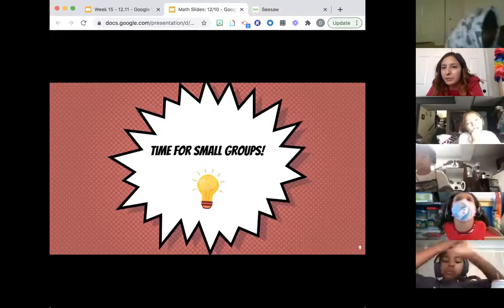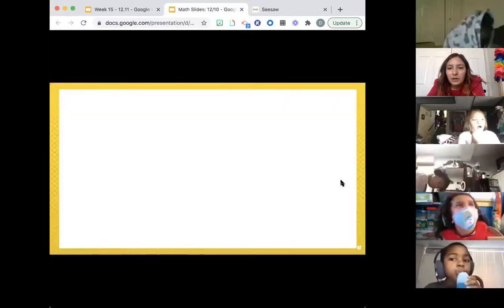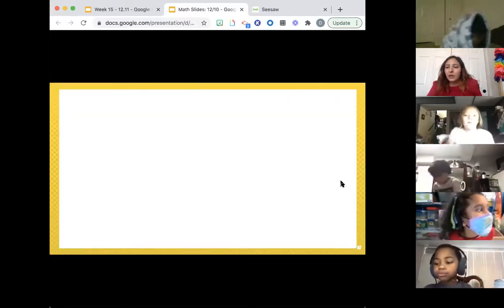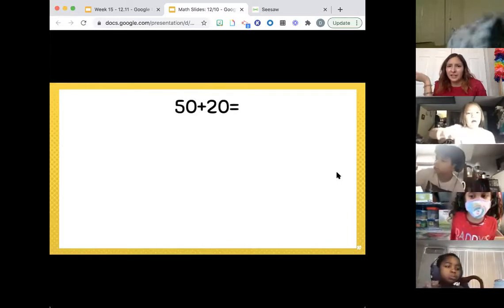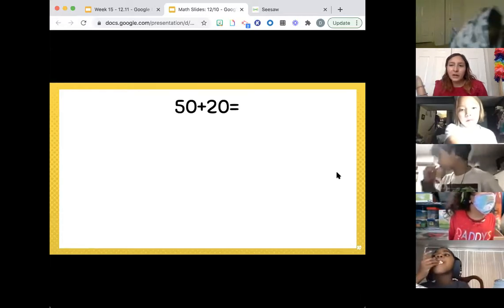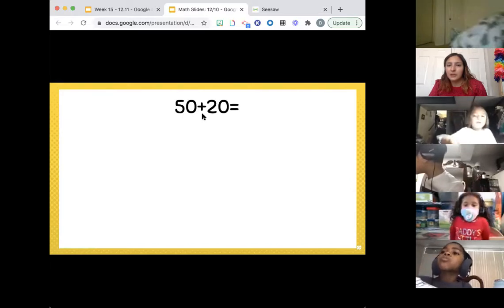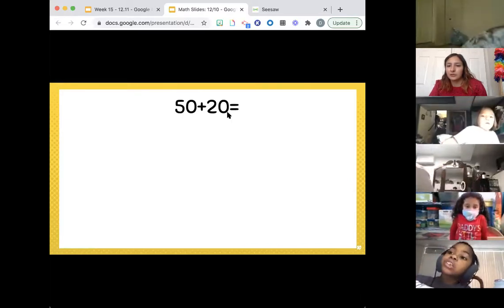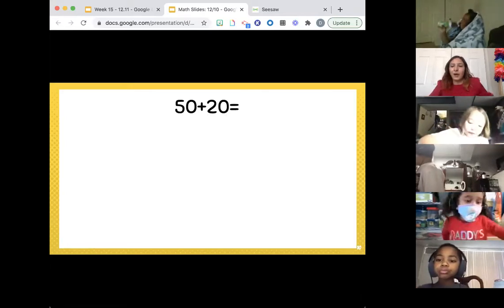We are going to work in our smaller group, okay? So, at this time, we are going to solve the equation 50 plus 20. So, what equation are we going to solve? 50 plus 20. There you go, okay?